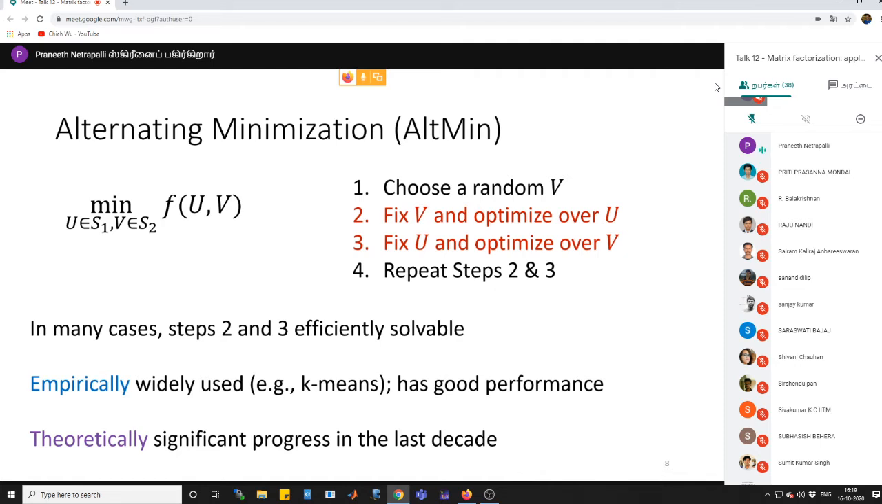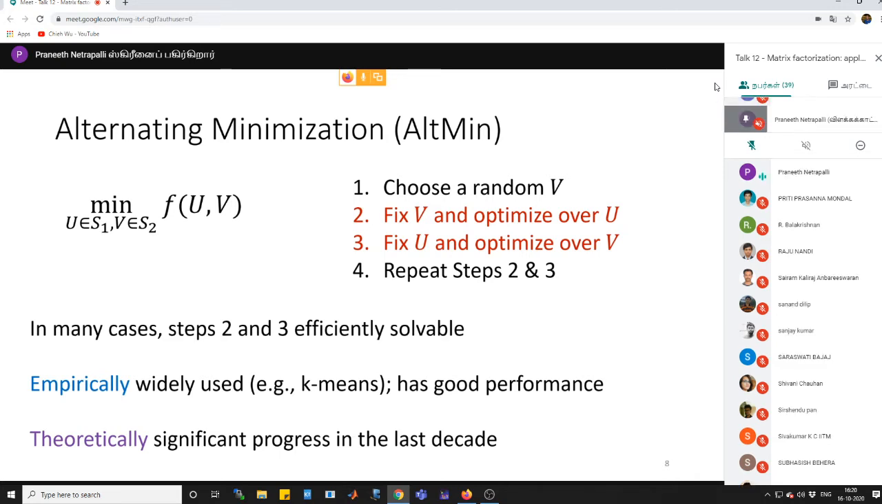And the alternating minimization approach for solving this is the following. So we first fix a random v, okay? And then we just minimize this over u, okay? And then we fix that minimizer u, and then go back and optimize over v, okay? And then we can just keep repeating these two steps. Okay? So is the algorithm clear? So we first choose a random v, just minimize over u, and then we fix u, and then minimize over v.